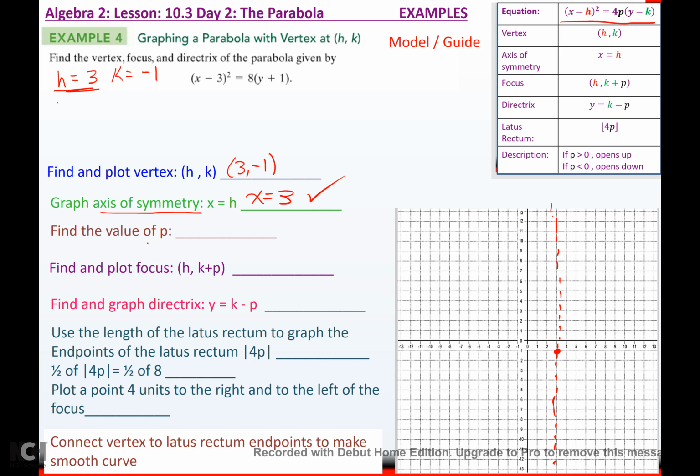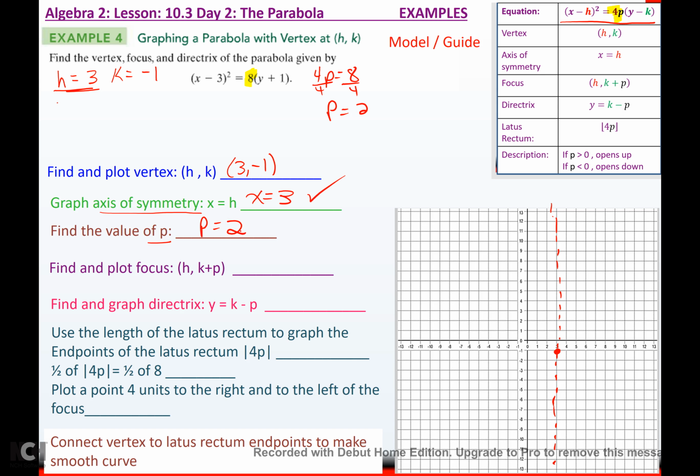Done. Find the value of p. And again, in my equation up here, 4p is whatever touches the y binomial. For me, this says that 4p equals 8. So divide by 4, and p equals 2.